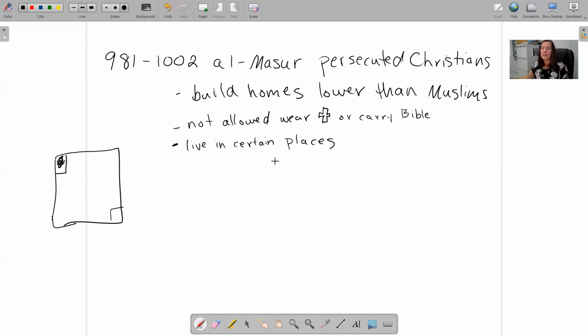Also, just so you know, I capitalized it. The word Bible is always capitalized because it's a proper noun. And so, oh, we're almost finished. This lasted about 200 years.